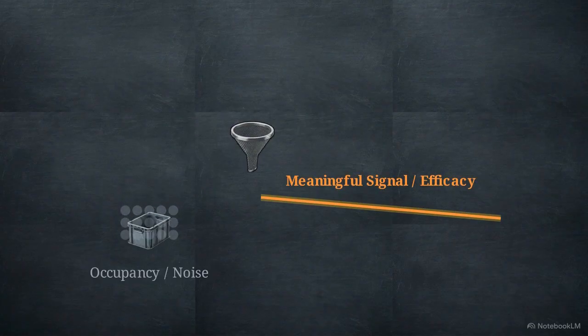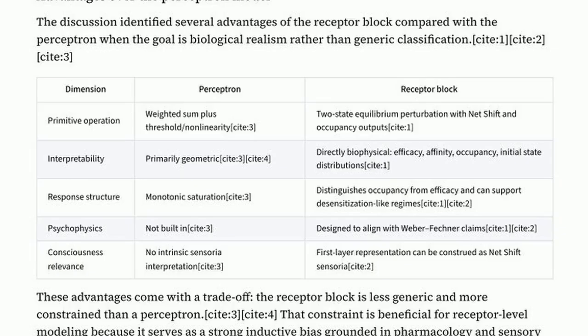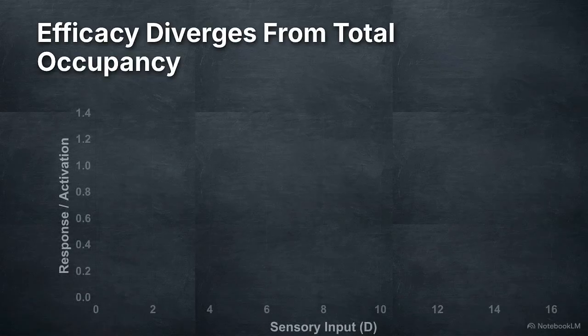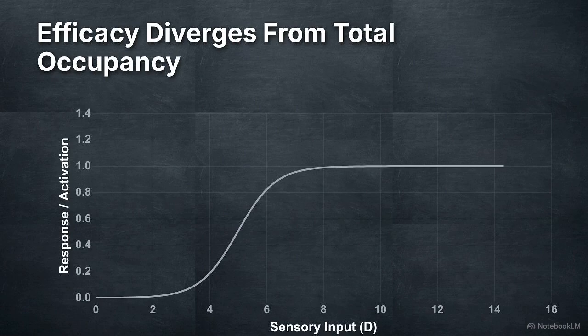drives efficacy. A computational simulation compared a standard perceptron unit against the net shift receptor block to see how their response structures differed. The test used a wide stimulus sweep and strongly separated affinity parameters to make the receptor-like behavior easier to observe. The perceptron generates a monotonic saturating response. It behaves as a standard classifier, rising with the input until it reaches a flat ceiling.